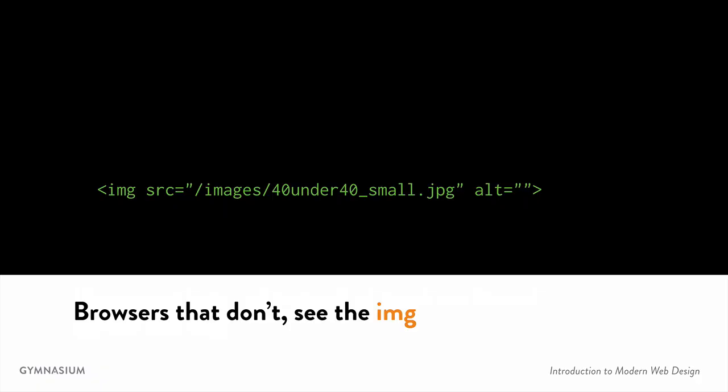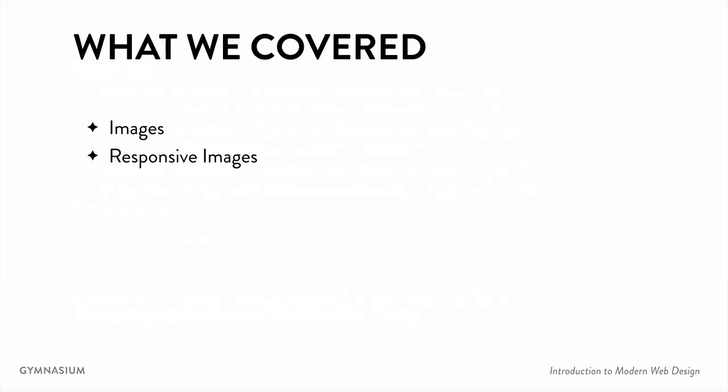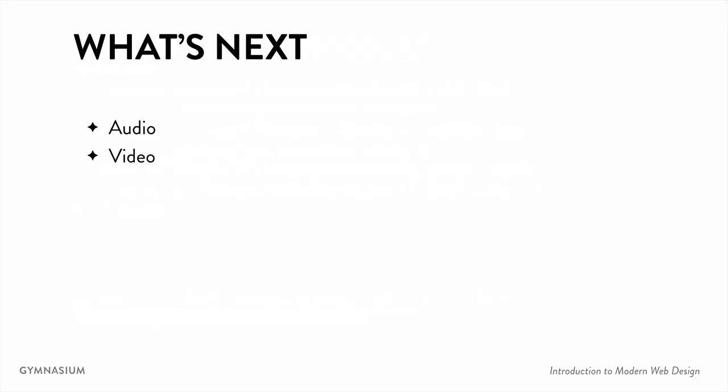All right, so this wraps up this chapter. In this chapter, we talked about images, image formats, and the like. We also talked about using images in responsive contexts, and we'll talk more about responsive design in the CSS lessons. In the next chapter, we're going to talk about other media, specifically audio and video.